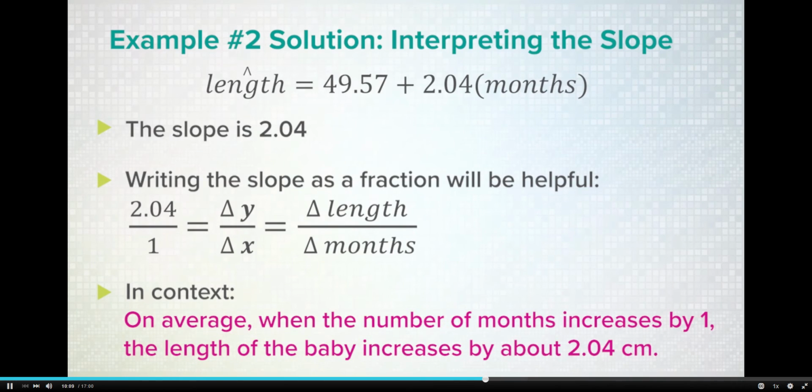So to sum up, when we're interpreting slope, we talked about on average. It's not all the time. On average, when the number of months increases by 1, the length of the baby increases by about 2.04 centimeters.